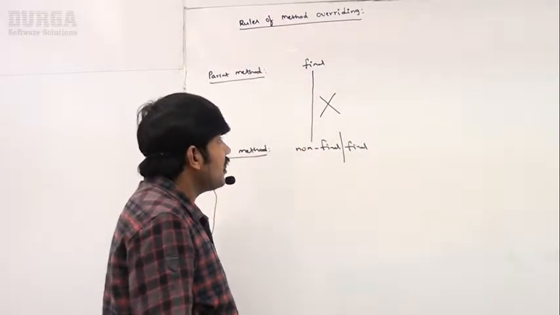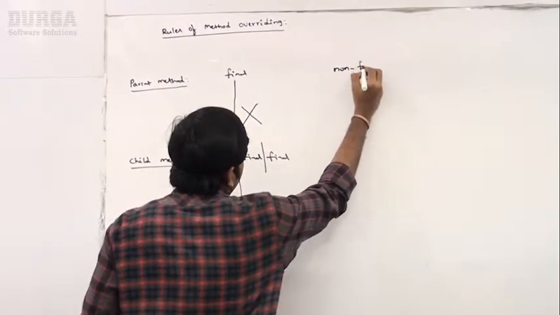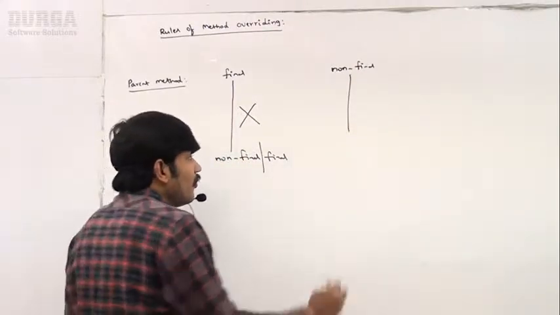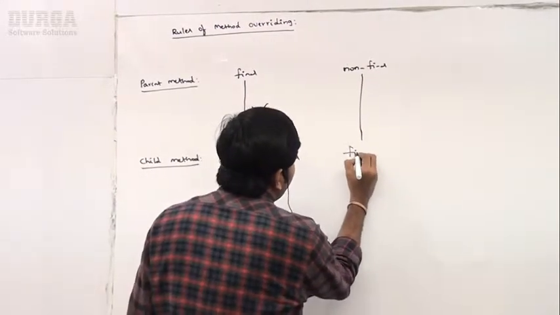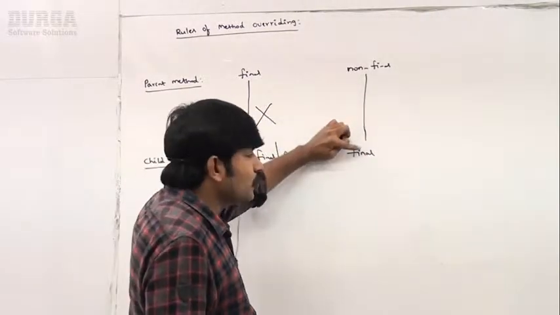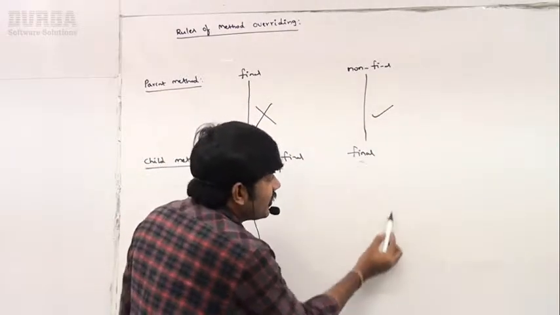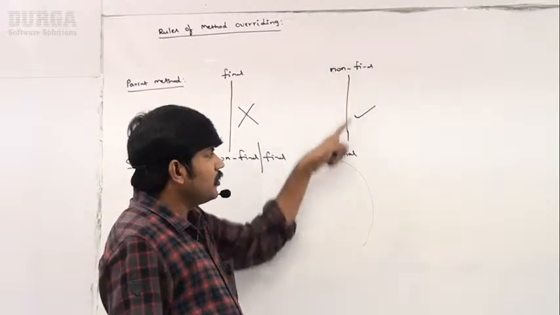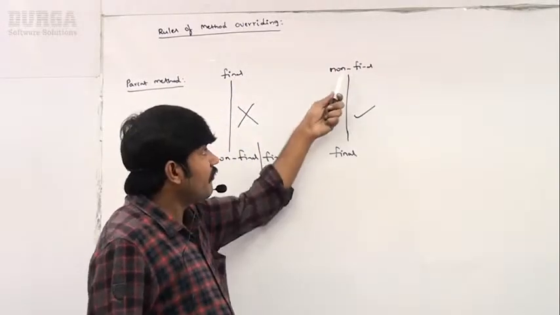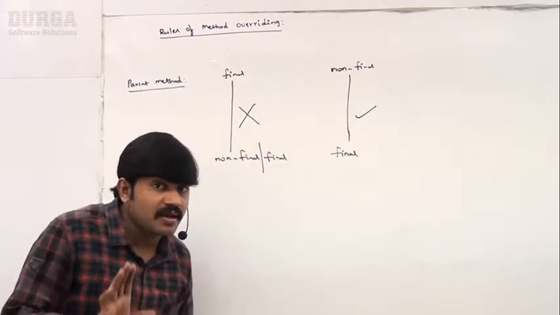That's why. Now I have one small doubt. If the parent class method is non-final, it's not final, and now I want to override it as final. Is it possible or not? Yes. Non-final to final, perfectly acceptable. But the next level child can't override. Non-final to final is acceptable, but final to either non-final or final is not acceptable.